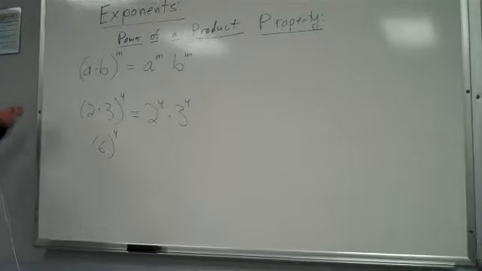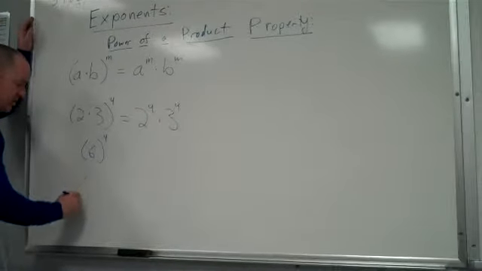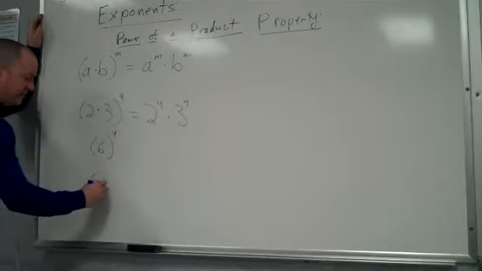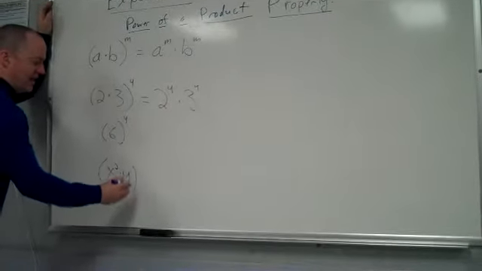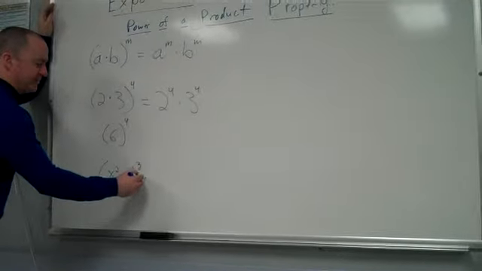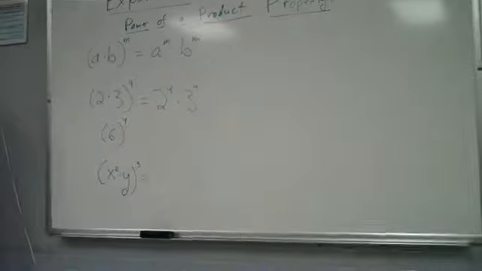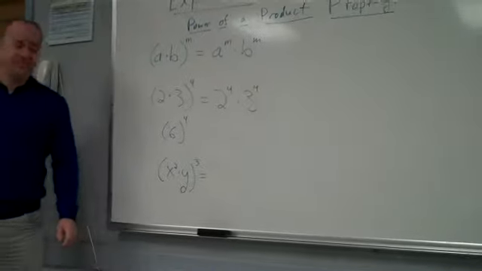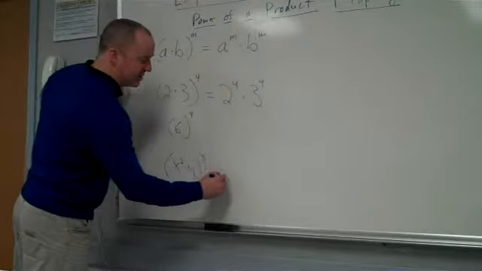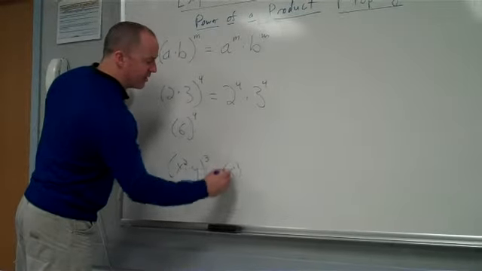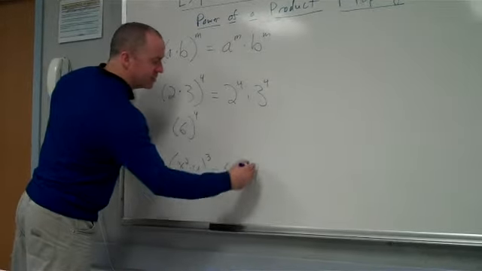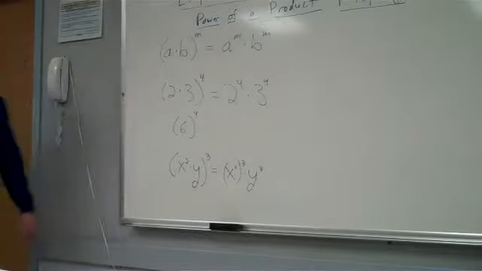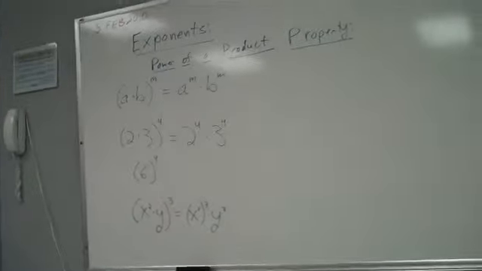But most likely you'll get examples that look like this. You'll get examples where it's like x squared times y cubed. If you get an example like this, take a look at this. X squared times y cubed. I can make this x squared, whole thing cubed, times y cubed. Why did I leave the x squared in the parentheses?